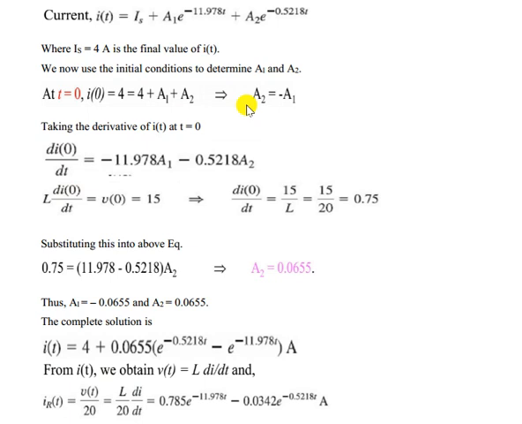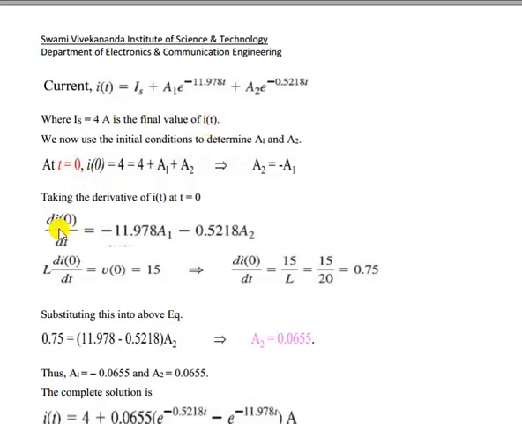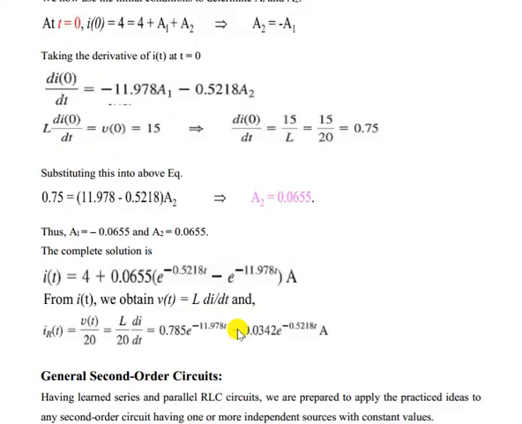So A2 equals minus A1, that we got. Now what you have to do is find di0 by dt. From this equation we find di0 by dt. Now we know L di0 by dt equals V0, and we know the value of V0, that is 15 volt. Then we can find di0 by dt, and that value we can put here. Then we can solve. A2 is minus A1, so we can solve it and get the values of A2 and A1. Then we can put these values here.